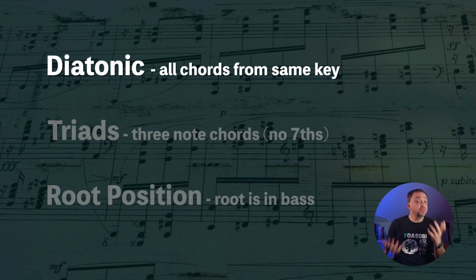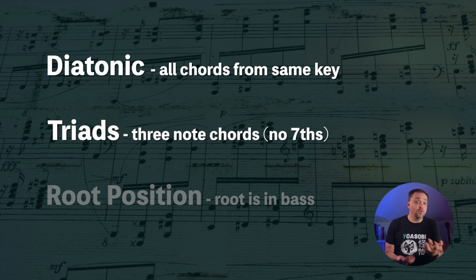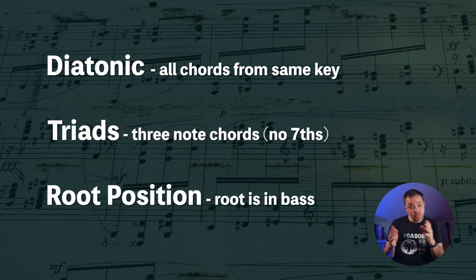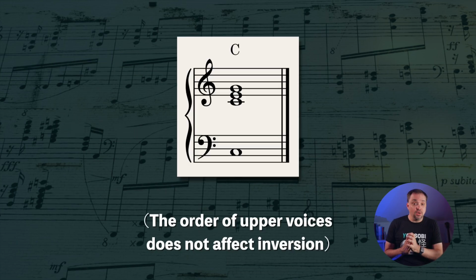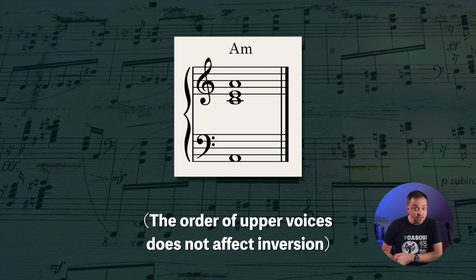Diatonic just means all the chords are coming from the same key. And triad means 3-note chords, so no 7th chords yet. Root position means that the root of the chord will be in the bass. So if it's a C major chord, C will be in the bass. If it's an A minor chord, A will be in the bass, and so on.